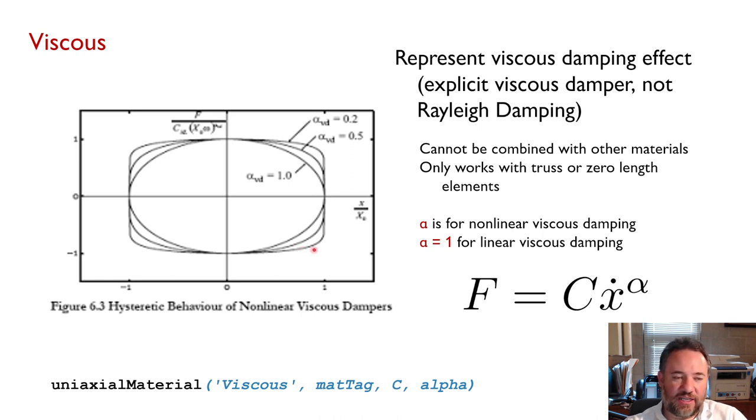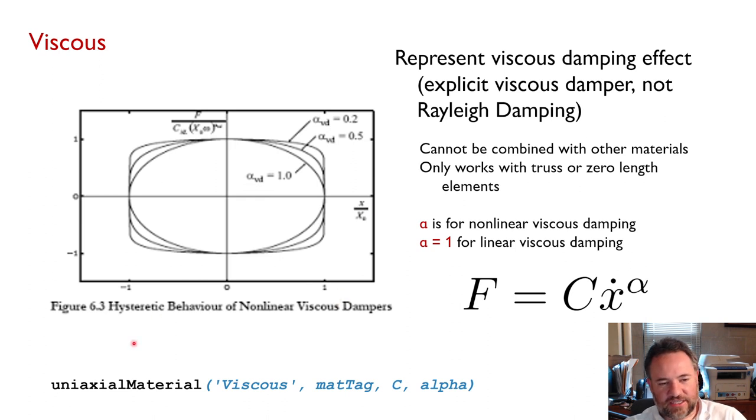In reality, it's much easier to build a nonlinear viscous damper than a linear viscous damper, because all of these dampers will have kind of leakage at high velocities, and that's what causes this exponent. So it's common to have viscous dampers that are nonlinear.